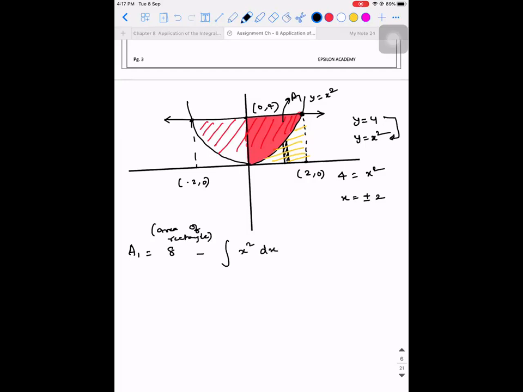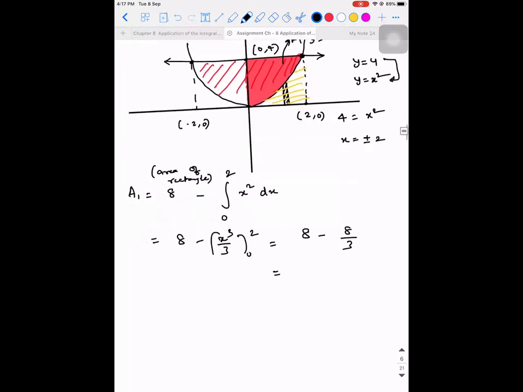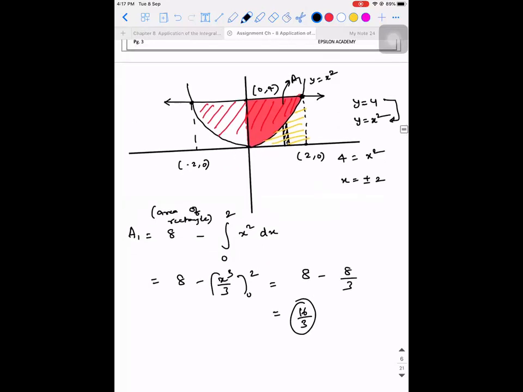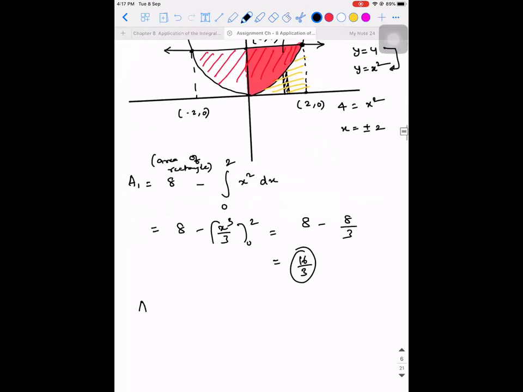Square dx. Okay, so what are the limits? 0 to 2. That's right. 8 minus x square, integral is x cubed by 3, from 0 to 2. So 8 minus 8 by 3, which is 16 by 3. Is it not the same? 16 by 3 is the area of the red color portion. So the total area will be 32 by 3.